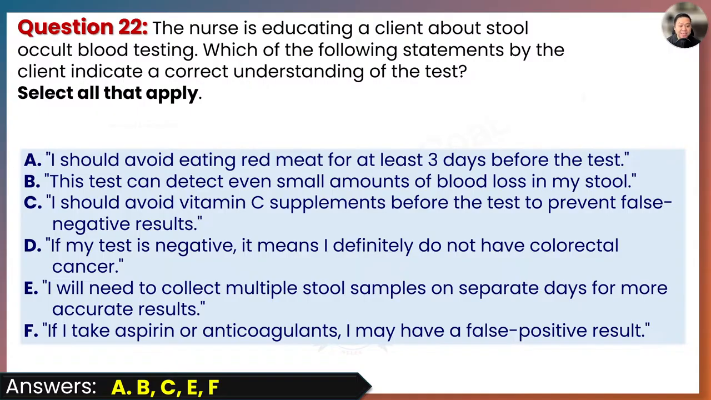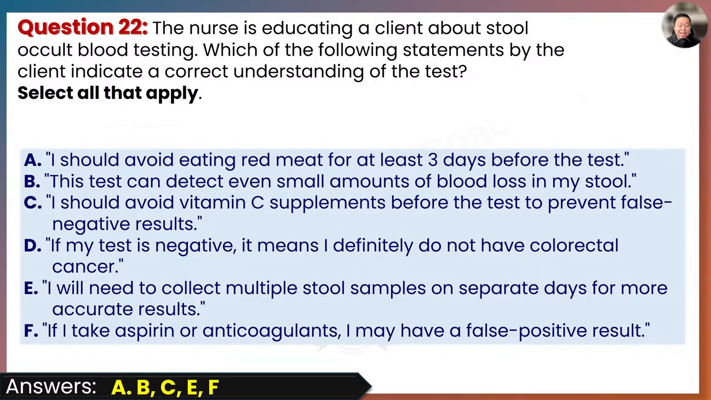Now, what about letter C? Well, it's true because vitamin C can interfere with the test and can cause a false negative result. It simply means that it might hide the presence of blood. It's because vitamin C can block the chemical reaction that the test relies on for the detection of the blood in the stool.